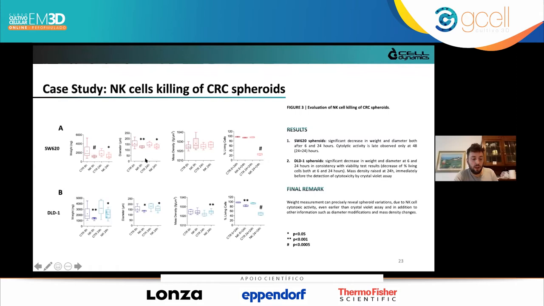Differences arise when we look at the mass density plot. If we focus on the SW620 spheroid, we see a slight increase in mass density after 24 hours of exposure to NK cells compared to the positive control. And this difference is statistically relevant in the DLD1 spheroid. So it means that we have a different behavior according to the cell line that composes the spheroid. It seems that the addition of NK cells promotes an increase in mass density.